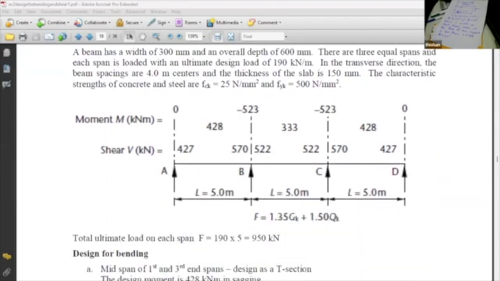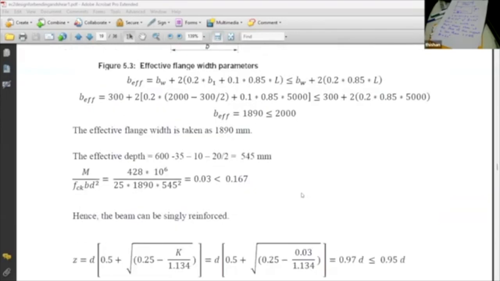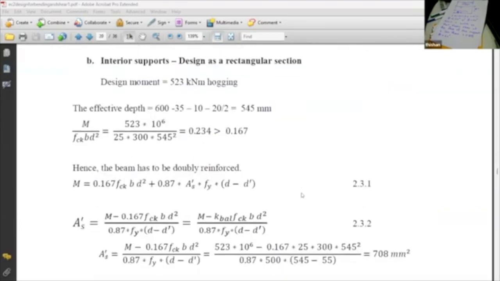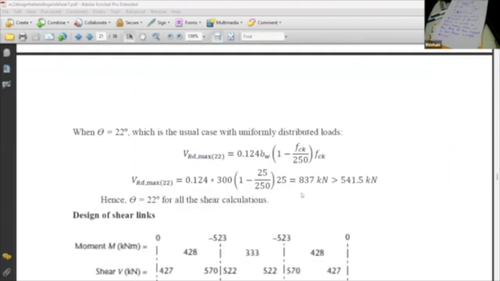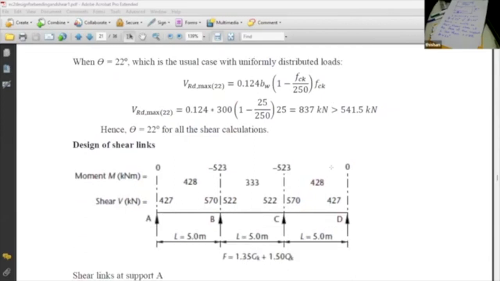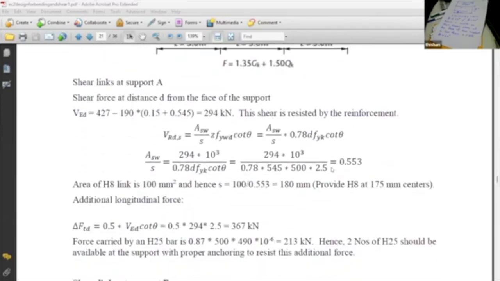Take your time, go through it, but be aware that there's a small mistake here because I have forgotten to multiply it by D. The equation has D, the effective depth, but I have forgotten to multiply it by D. So just be aware of that. Other than that, it's perfectly done. All the examples, everything is there. But the method that I have taught you is far easier than the method given here.